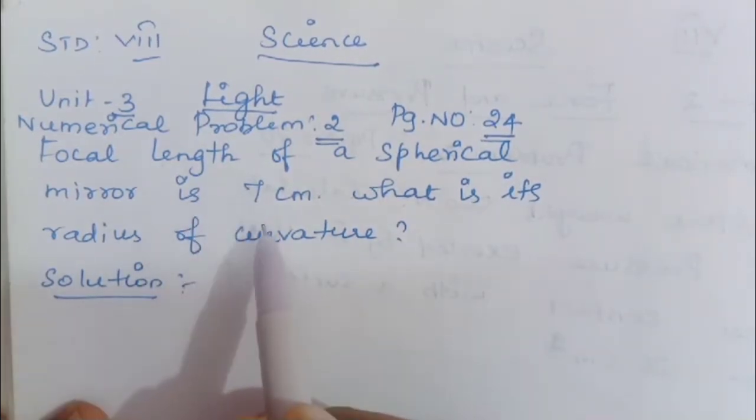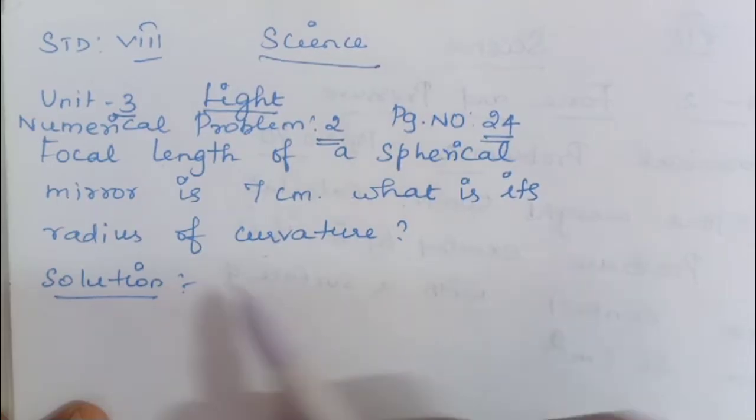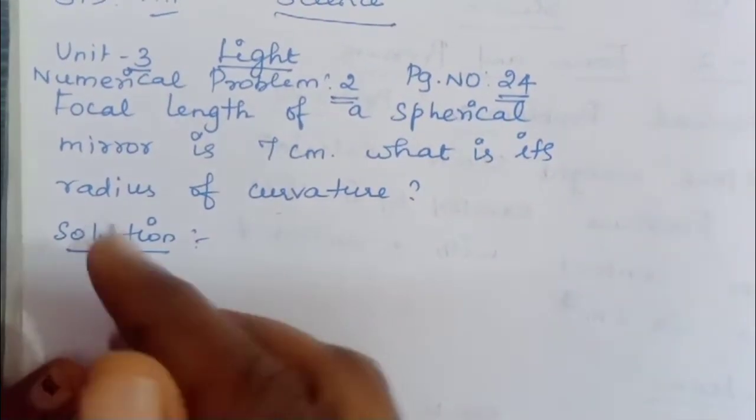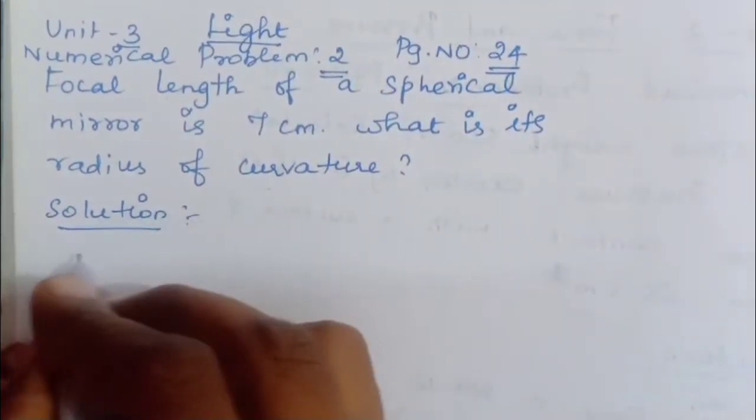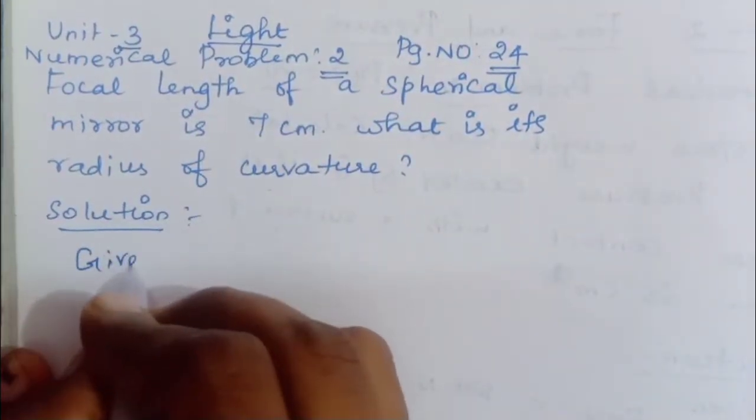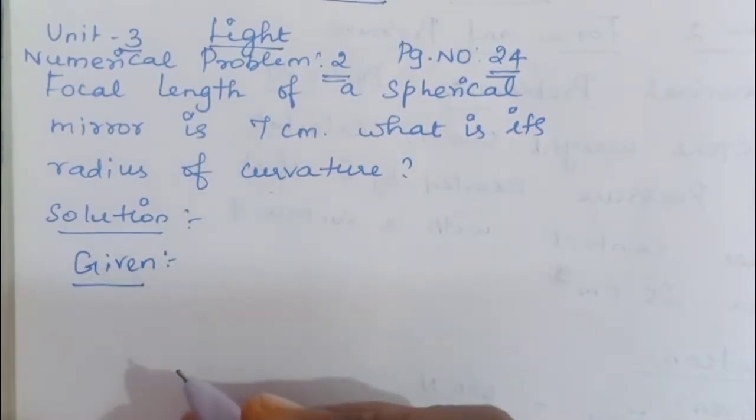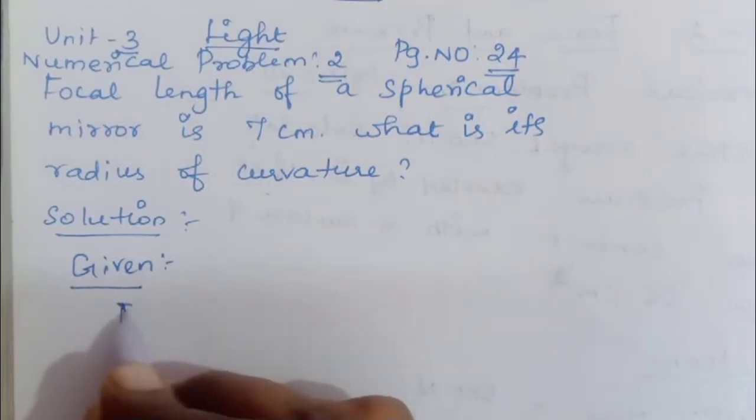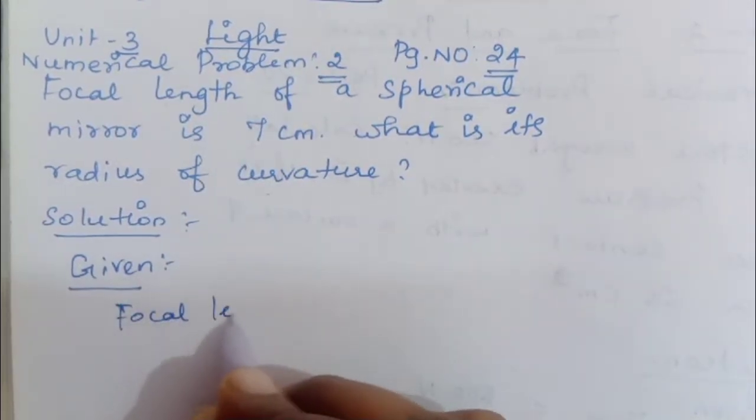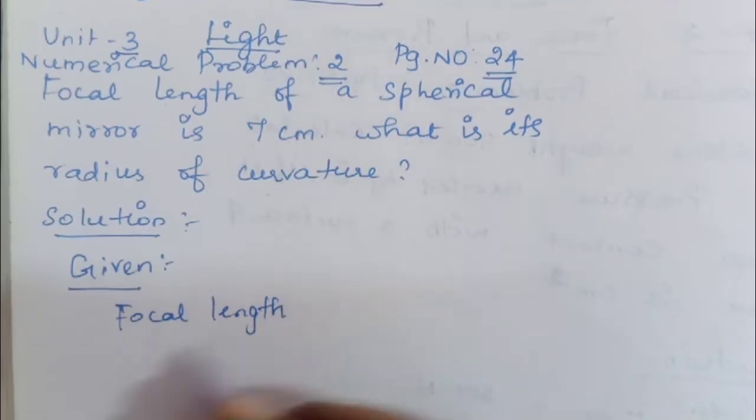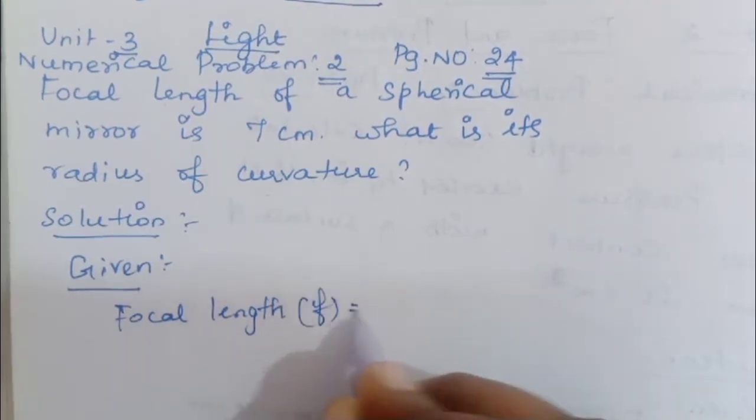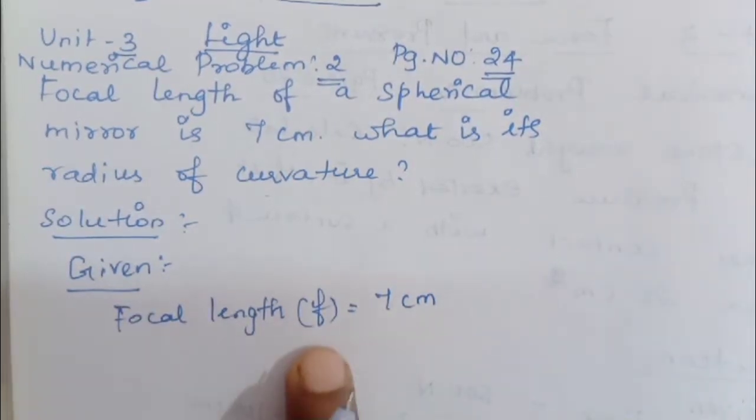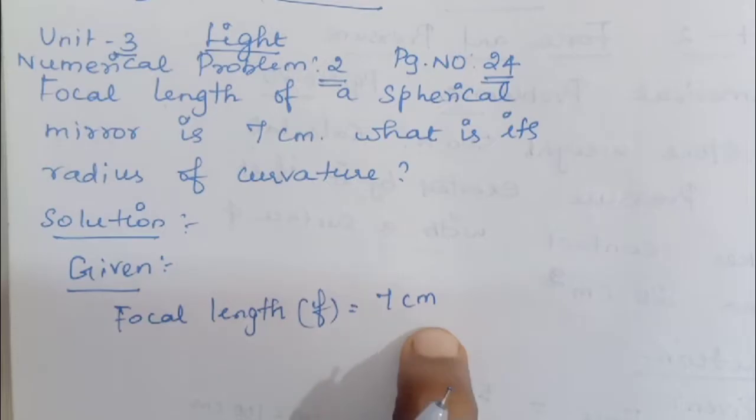So focal length is given. We have to calculate radius of curvature. Okay. So let me move on to the solution. As we all know, the first thing we write is given. Given is nothing but what values are given in the question. So here focal length is given, that is 7 centimeter. We already learnt in the last video that focal length f is equal to 7 centimeter.